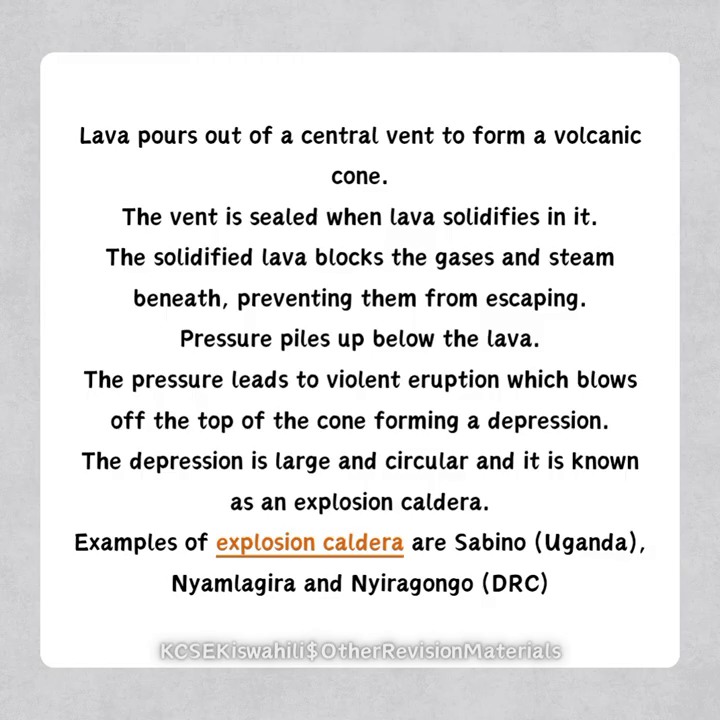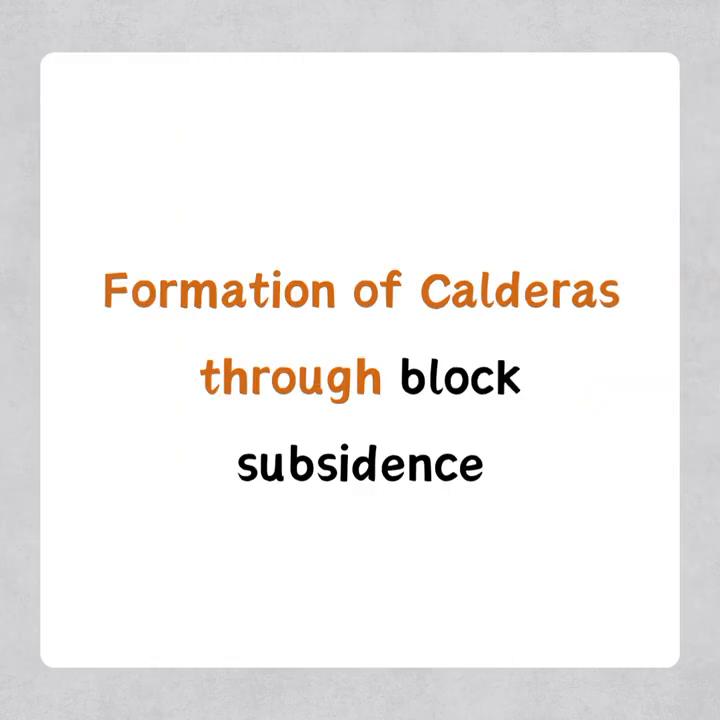Examples of explosion calderas are Sabino caldera in Uganda. We also have Nyamuragira and Nyiragongo calderas in the DRC. Formation of calderas through block subsidence occurs as follows.